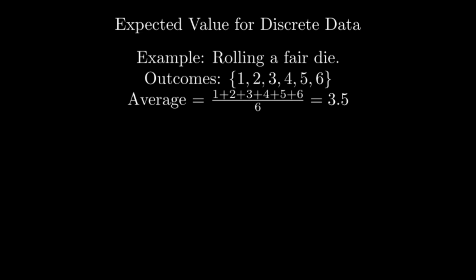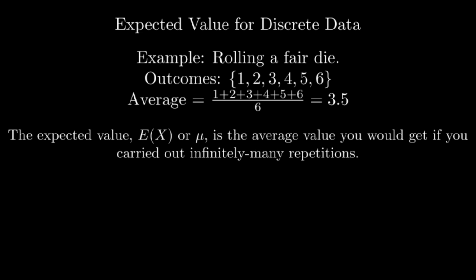It's important to note that the expected value is not necessarily a possible outcome. You can't roll a 3.5. It's also not necessarily the most likely outcome, which is called the mode. The expected value, which we denote as E of X or with the Greek letter mu, represents the long-run average of a random variable over many, many trials. It's a weighted average of the possible values.